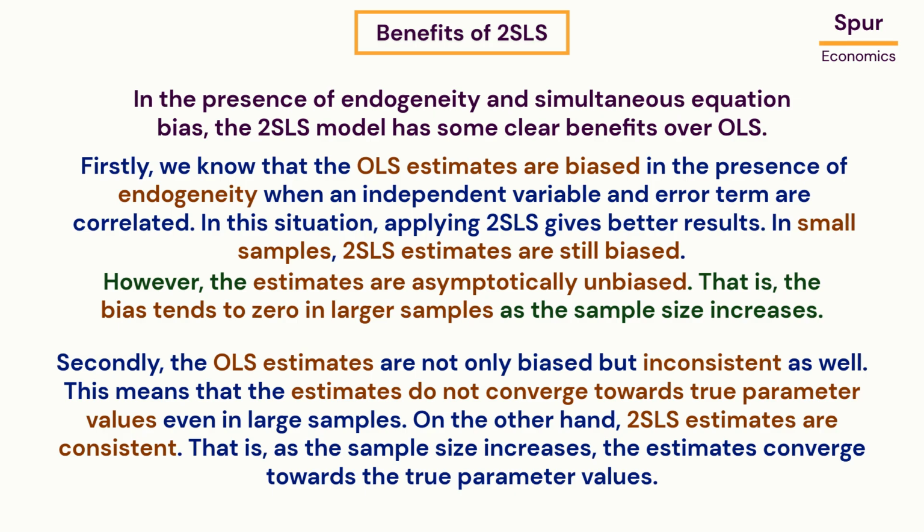Secondly, the OLS estimates are not only biased but inconsistent as well. This means that the estimates do not converge towards true parameter values even in large samples. On the other hand, 2SLS estimates are consistent. That is, as the sample size increases, the estimates converge towards the true parameter values.